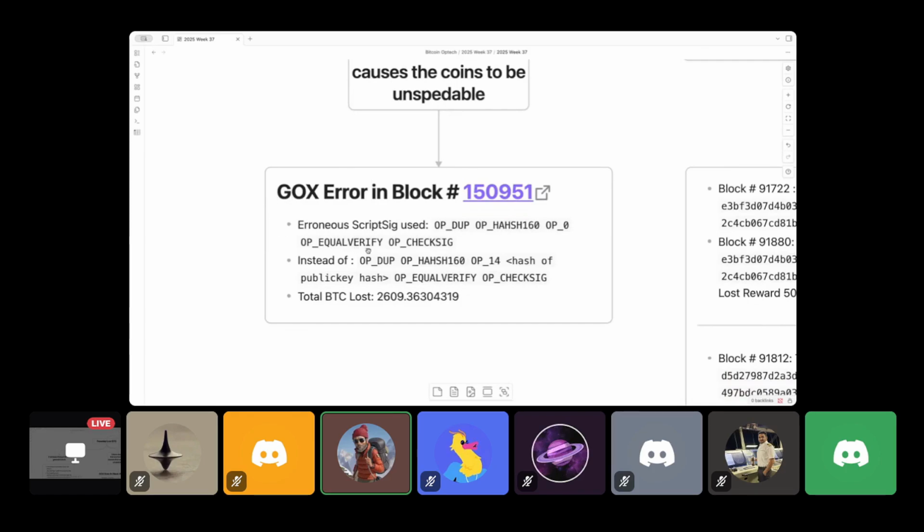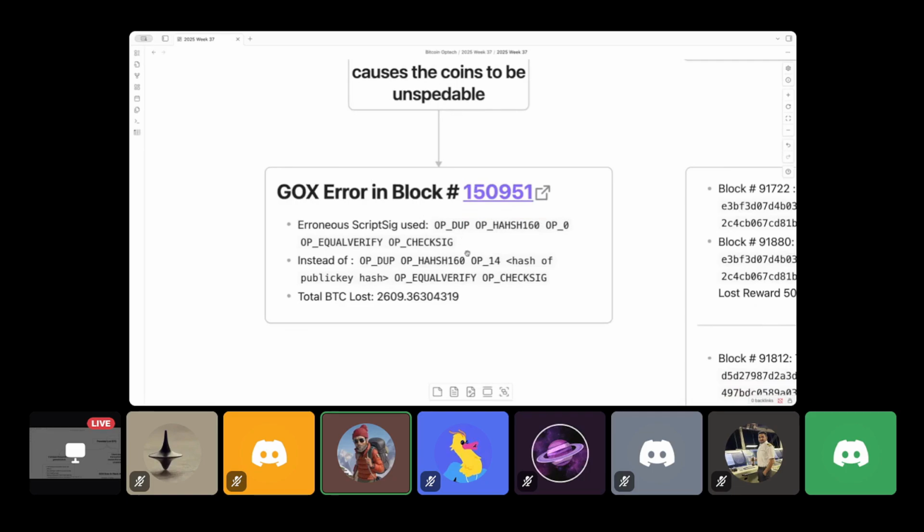The problem in this block is that Mt. Gox had some auto processing code that created transactions, I think for withdrawals and such. But there was an error in the code. Instead of using the regular pay to public key hash script, which is OP_DUP followed by OP_HASH160, then the 20 byte public key hash, and then OP_EQUALVERIFY, what the Gox code did is that instead of the 20 byte hash, it just put in an OP_0.